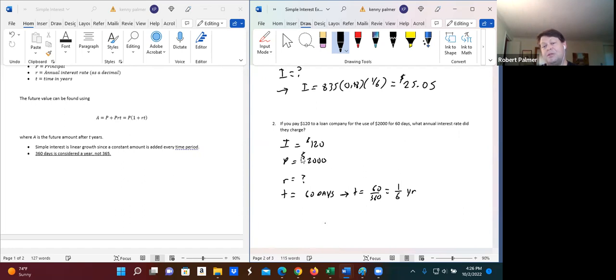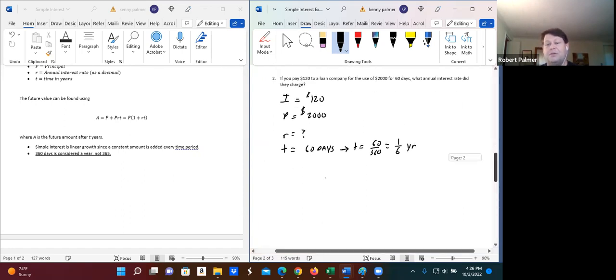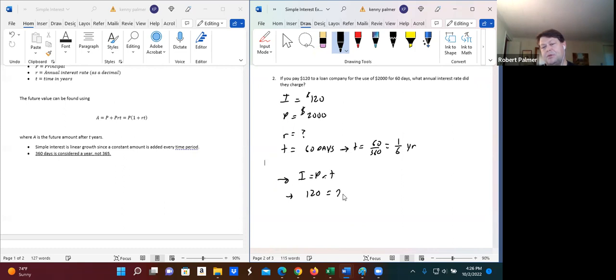So we just have to plug all this in. Once again, you can either solve this for I or plug it all in at once. This time I think I'll just plug it all into the formula. So I, which is 120, is equal to P, which is 2,000, times R, which is our unknown, times 1/6. Now let's simplify these things. 2,000 times 1/6 is not going to come out evenly, so we'll have to round it off a bit.